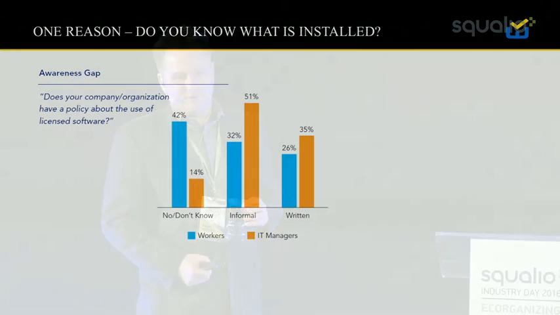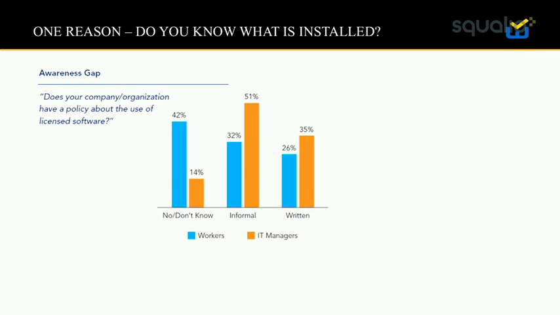Because a lot of companies have never taken a stance on how we should handle software. Do we have a policy on how we should do this or not? So if you ask the IT managers, 51% will say we have an informal policy. What does that mean? I think I know what we should be doing, but I haven't communicated it.